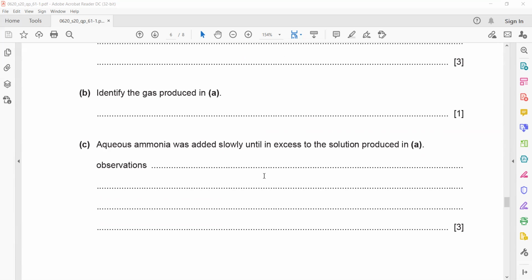Aqueous ammonia was added slowly until in excess to the solution produced in A. So when we add it first, we'll observe a blue precipitate, which dissolves in excess to form a deep blue solution.